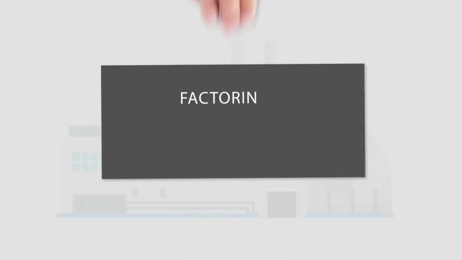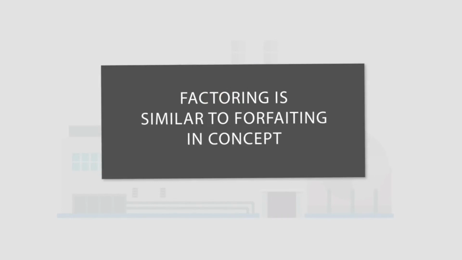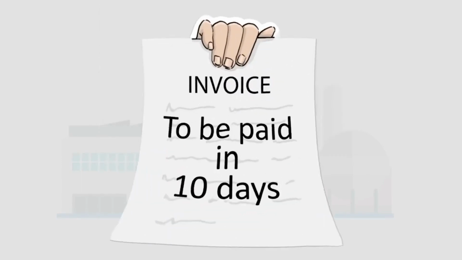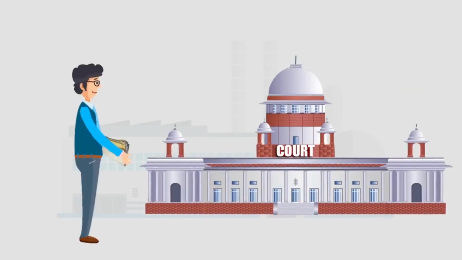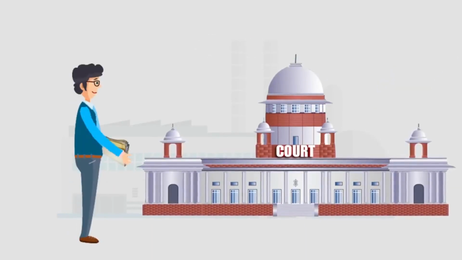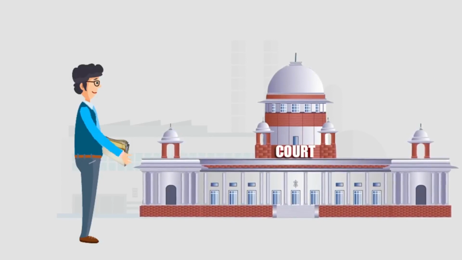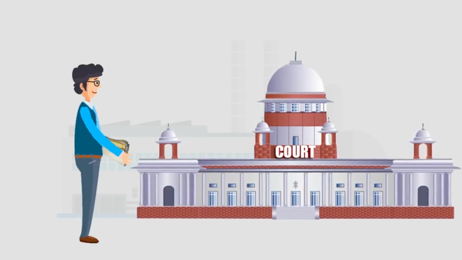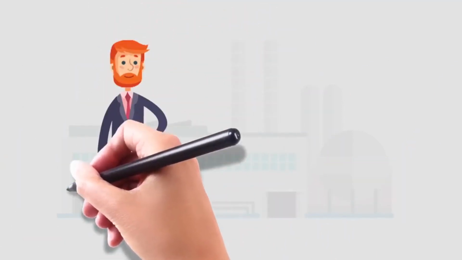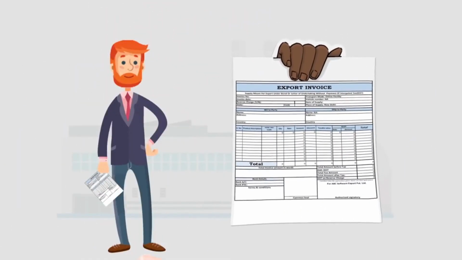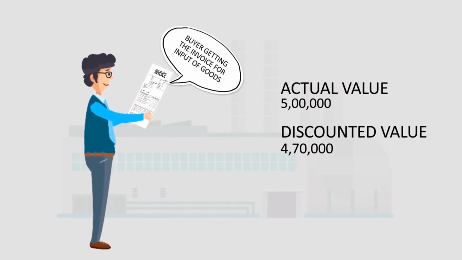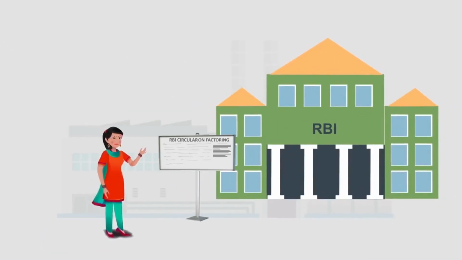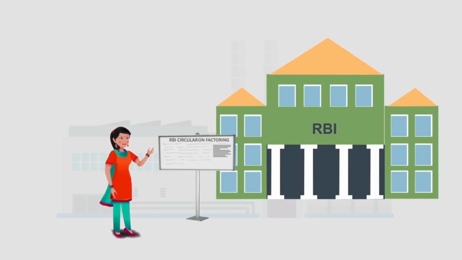Factoring. Factoring is similar to forfeiting in concept. It differs from forfeiting in details as follows. Firstly, factoring is done on trade receivables of short maturities. Secondly, unlike forfeiting, in factoring, the buyer has legal recourse in case of non-payment and the entire risk and responsibilities are not transferred. Thirdly, in forfeiting, the export bill is purchased by the forfeiter, while in factoring, the invoice is purchased by the buyer at a discounted value. There are specific RBI circulars on factoring that Niku should read through.